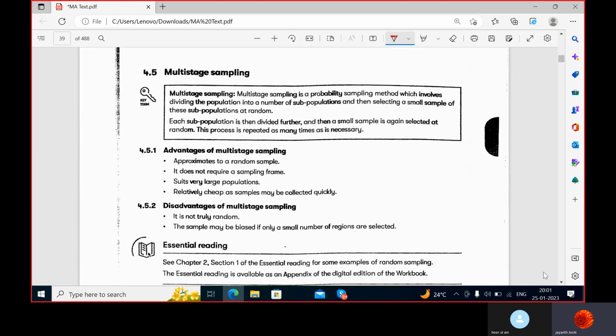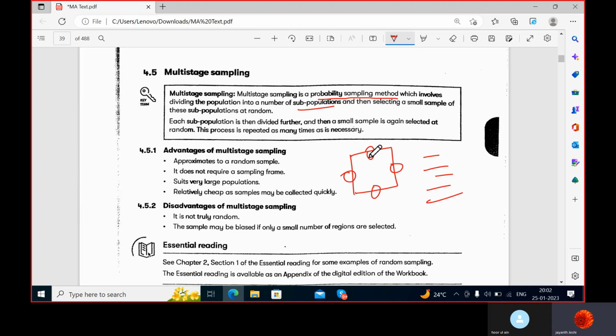Then comes multi-stage sampling. That means you will be collecting your samples in stages. Again, this is some more refinement. Multi-stage sampling is a probability sampling method. That means chances. Probability means chance. What happens here involves dividing the population. Suppose I have Hyderabad as a population, I will divide this Hyderabad into subpopulations like North Hyderabad, South Hyderabad, East Hyderabad, West Hyderabad. Can I do that?